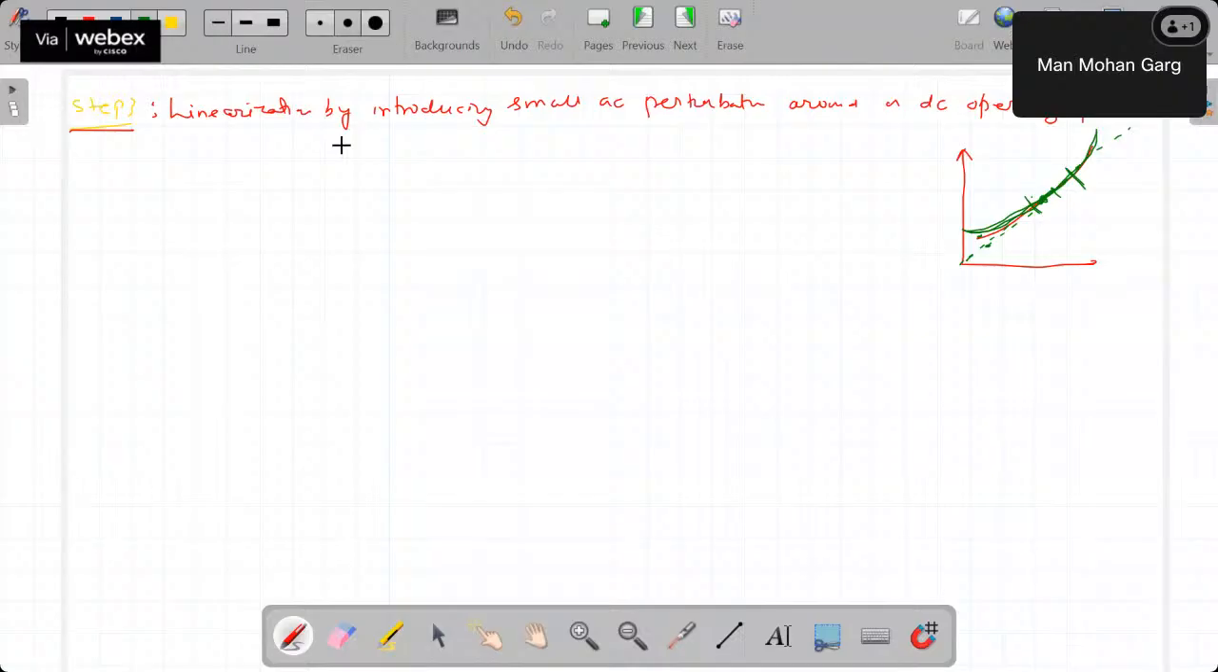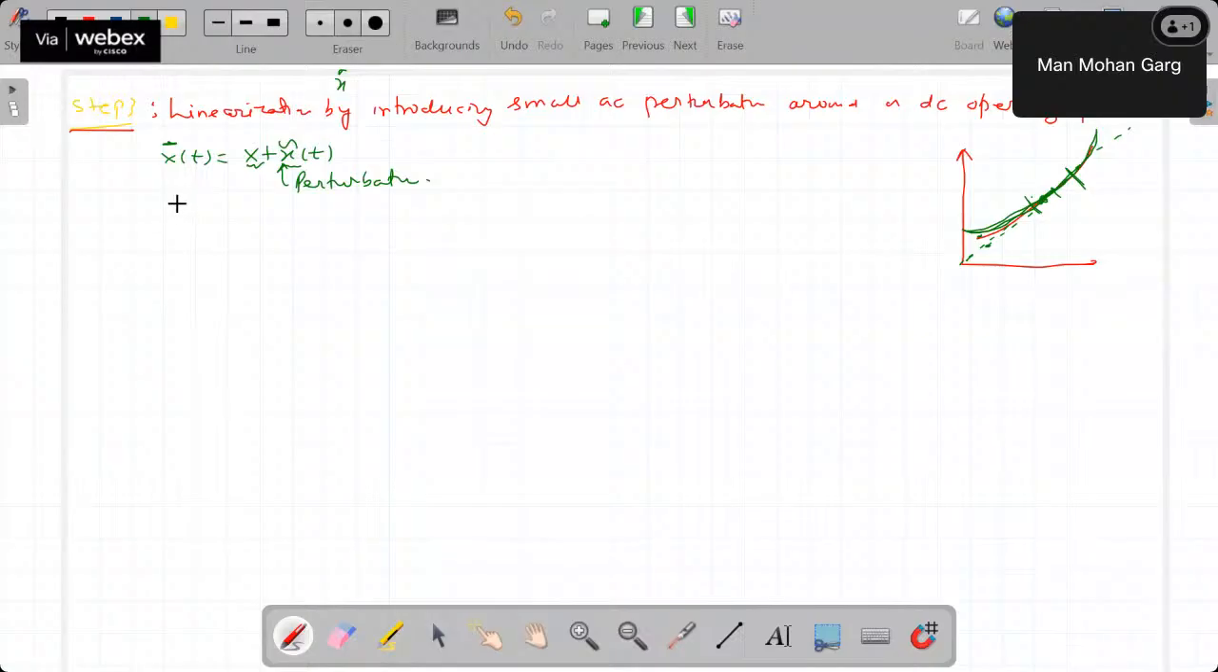So the next step, as I said, is linearization. Linearization means our actual variable is varying around a DC value. This is the DC value, and this is the variation, or perturbation, around it. When we represent it with a tilde, capital X is the DC value, a fixed nominal value, and X tilde, sometimes also denoted by X cap, is called the perturbation or small change.